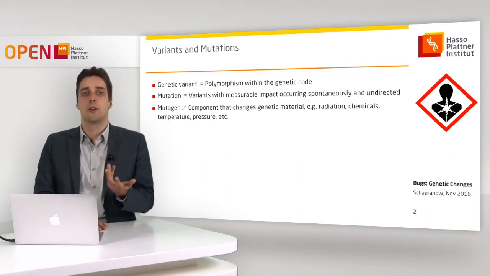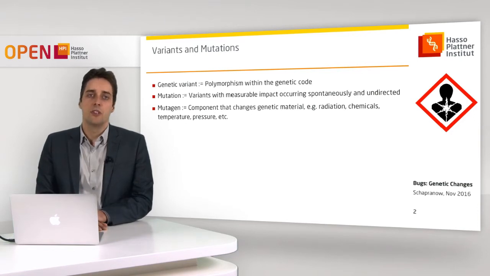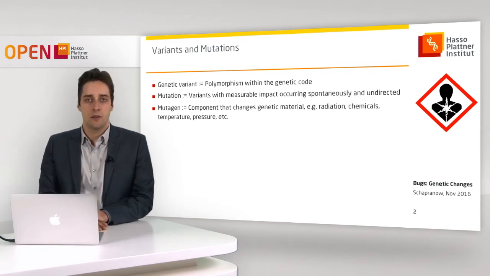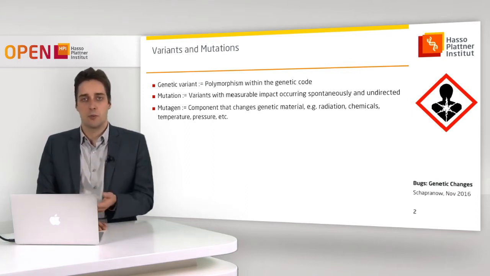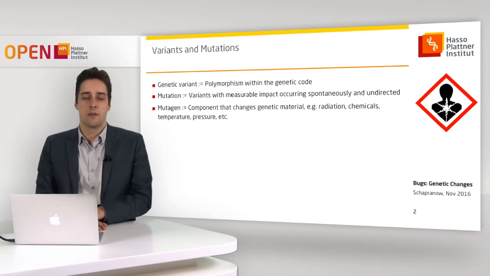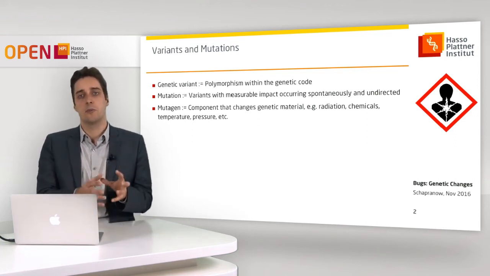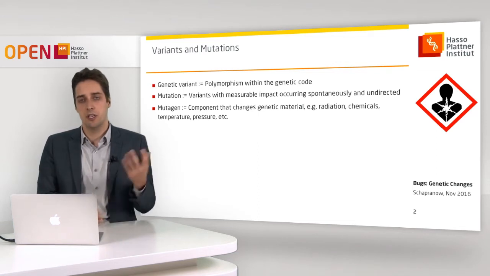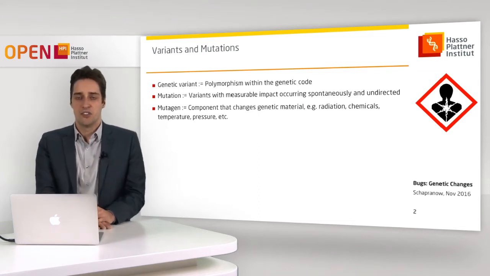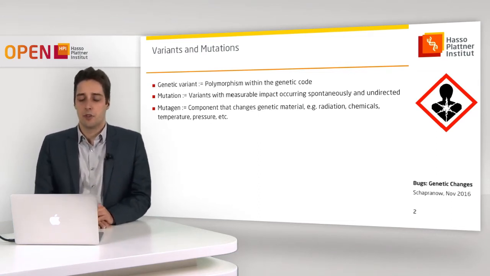Mutations are triggered by so-called mutagens, and these mutagens are any kind of components affecting the genetic material. For instance, any kind of radiation. It's X-ray, it's electromagnetic, it's sunbeam, and so on. Chemicals, temperature, high pressure, they are all referred to as mutagens because they can have an impact on the DNA, as this is a really sensitive structure. And you see here on the right-hand side the international symbol for any kind of mutagens.